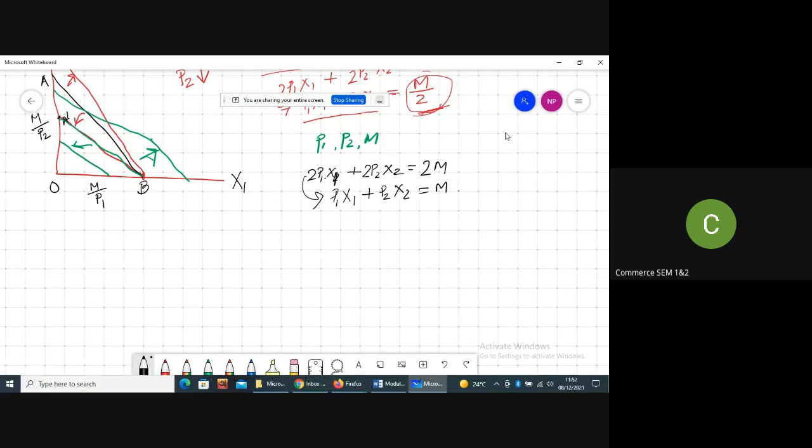So your budget line will remain the same if all of P1, P2 and money income change in the same direction and in the same proportion। যদি তিনটেই কমে যায় বা তিনটেই বেড়ে যায় একই প্রপোর্শনে, তিনটেই ধরা যাক ডাবল হয়ে গেল বা তিনটেই হাফ হয়ে গেল, তাহলে your budget line will remain unchanged। Is this clear? Yes, sir.